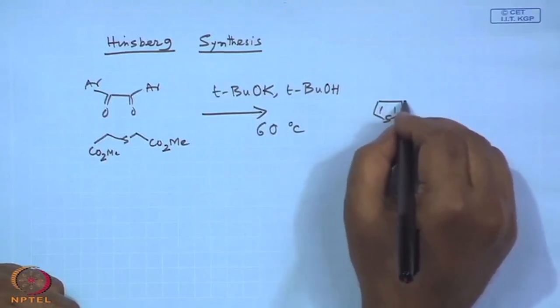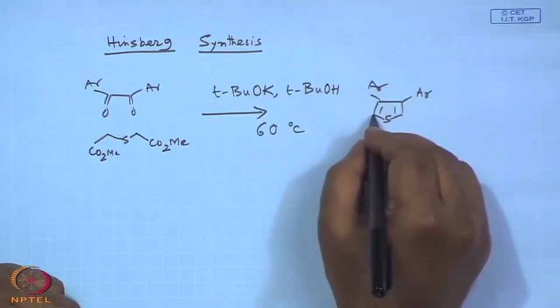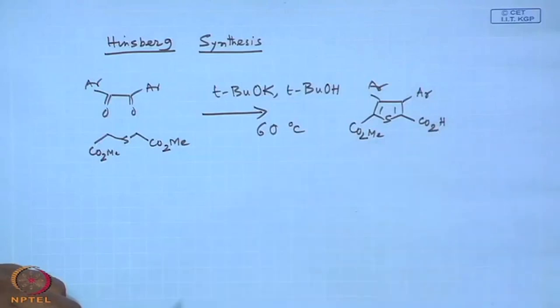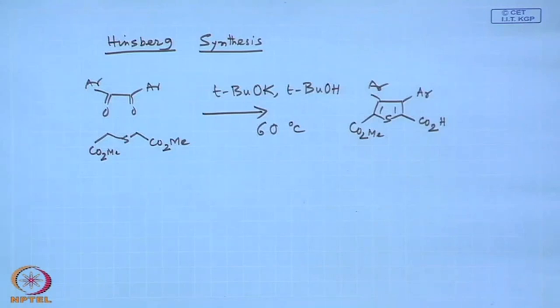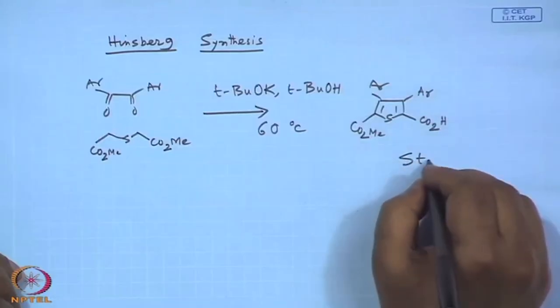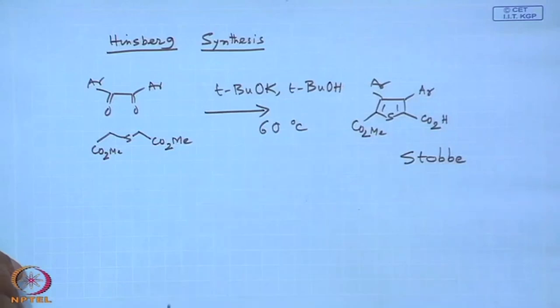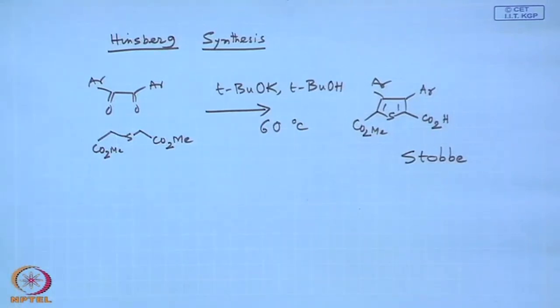The product would be a thiophene here, Ar and Ar, then a methyl here and a carboxylic acid. Little tricky though. You see, only one has got hydrolyzed and the other is remaining intact. If you have come across such things, they are seen in a very famous reaction in carbon elongation process. Anybody knows this reaction? Stobbe condensation.